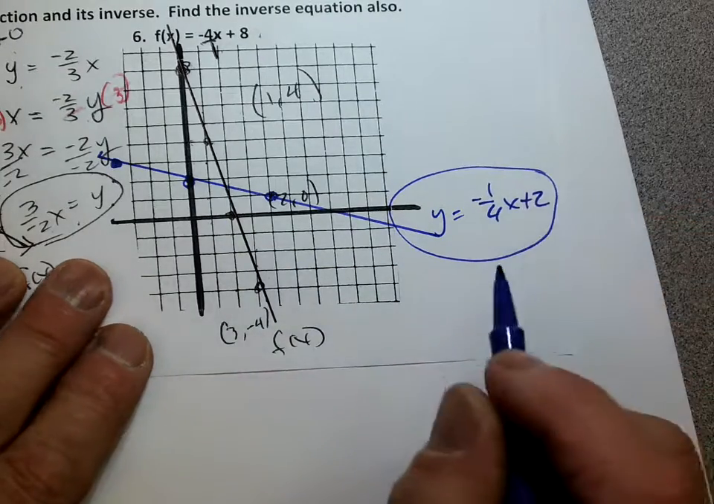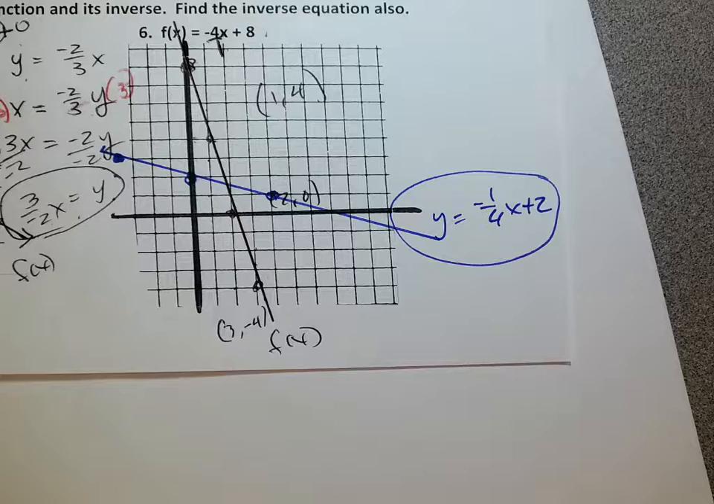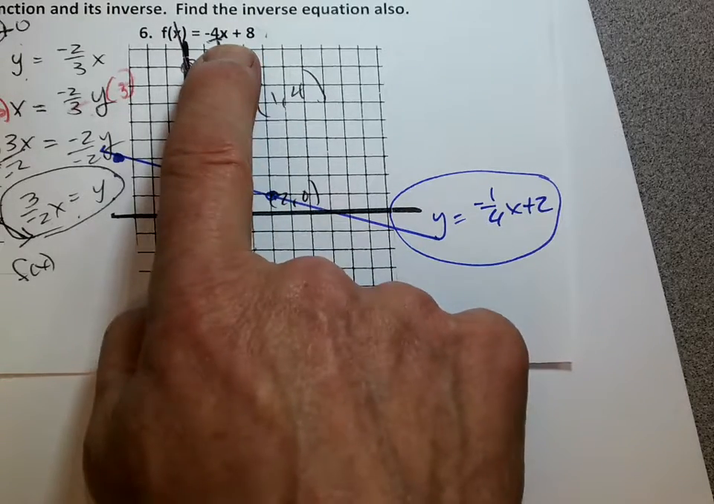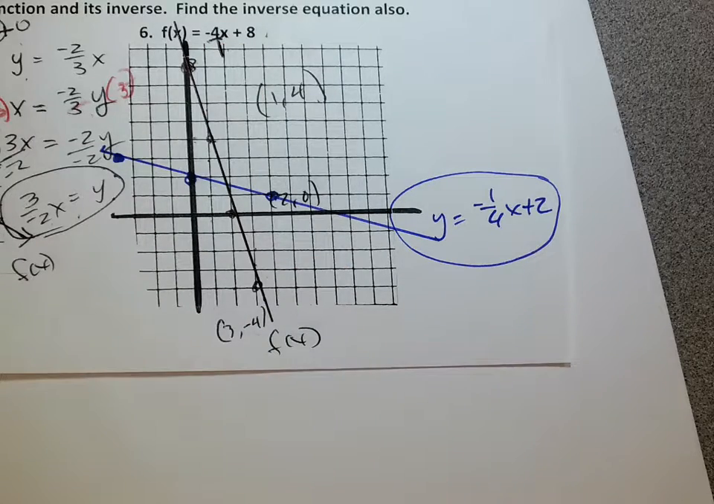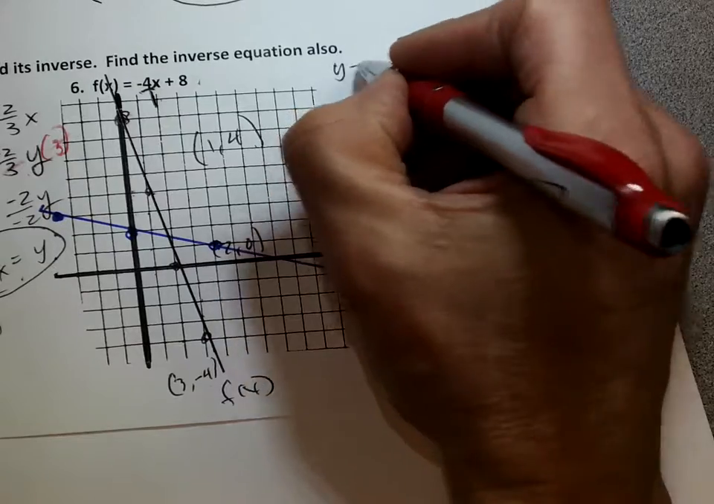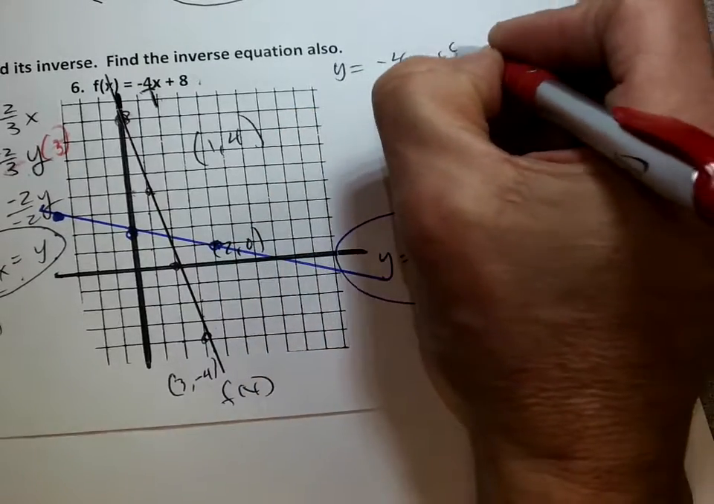There's my inverse equation. So you can get the inverse equation by the graph, or you could switch the variables and solve it, which I'm going to show in just a second. Either way, I want you to be able to be successful. You can either switch the points, get the equation, which is the easier way, or you can just go straight to the equation. I have y equals negative 4x plus 8.